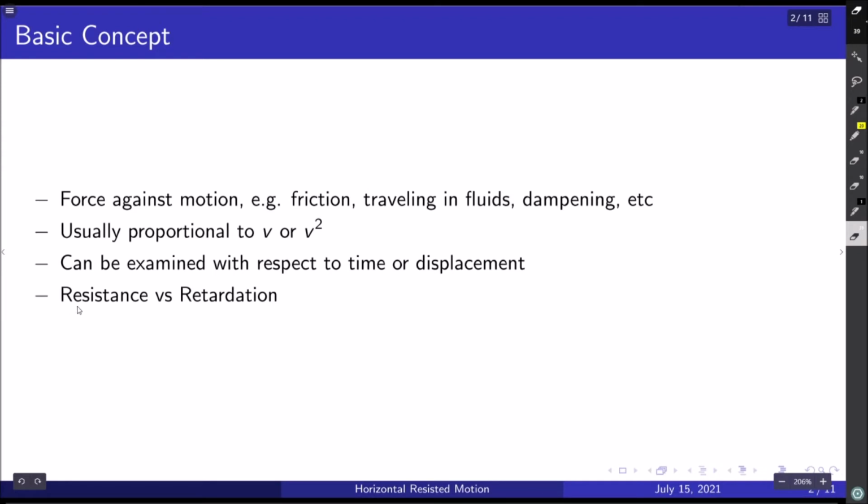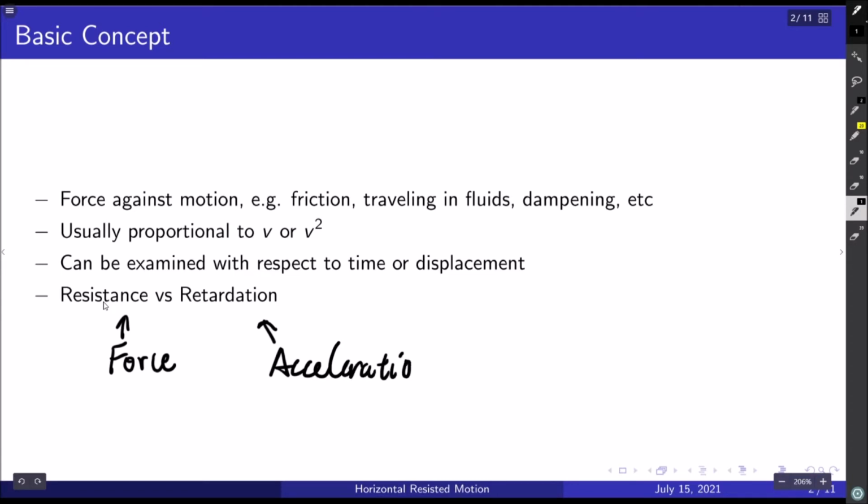A quick note on terminology. When people talk about resistance, it usually very specifically refers to the force. So resistance is the force, and the retardation is the actual slowing down, the acceleration. So just a quick note on terminology.